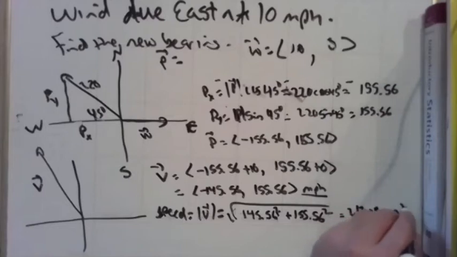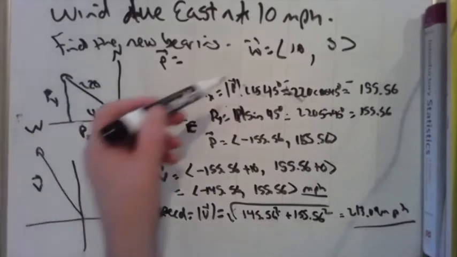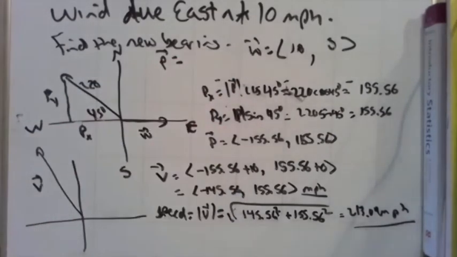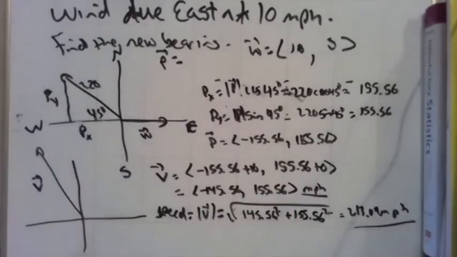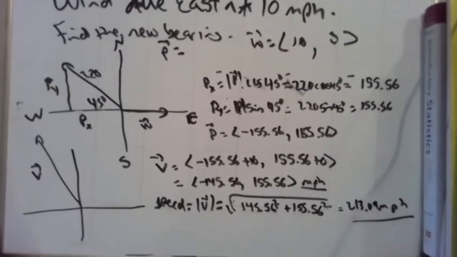0.04 miles per hour. There's my net speed. That's how fast the plane will end up moving. Notice that is slightly less than it wanted to be moving because the wind is stealing some of its speed. It's stealing some of the x component of the speed. Okay, now let's find our direction.